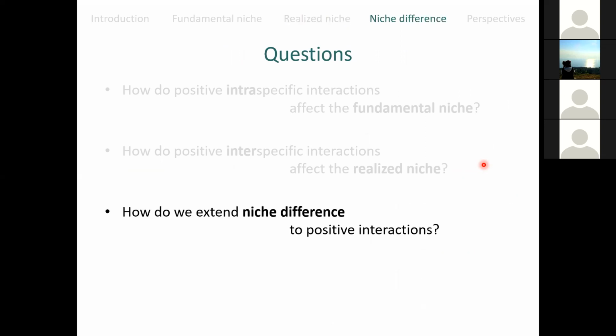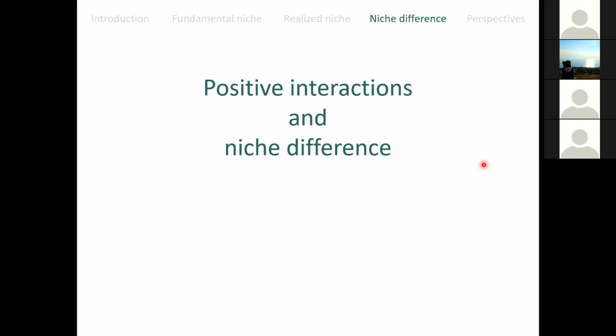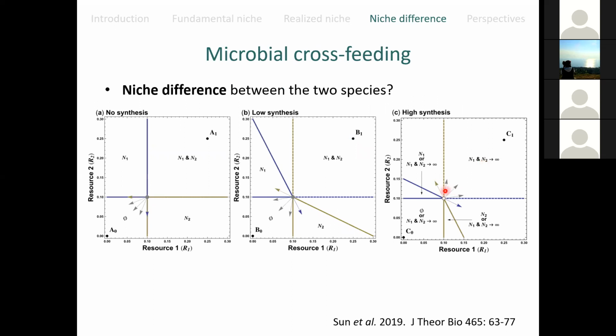Okay, so let's move on to the last question. How do we quantify these positive interactions using ideas like niche difference? So how can we do this? If you go back to the cross-feeding pair, you can see that if the extent of the coexistence region tells us something about how stable coexistence is, you can think that the angle between these impact vectors here, which describes the breadth of this coexistence region, can tell us something about coexistence and can quantify niche difference.